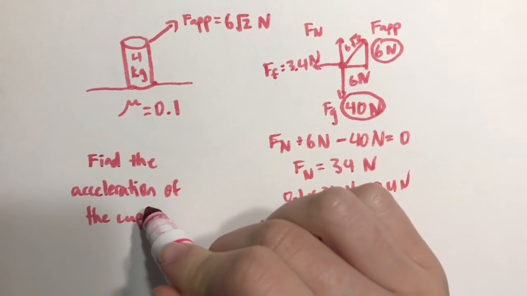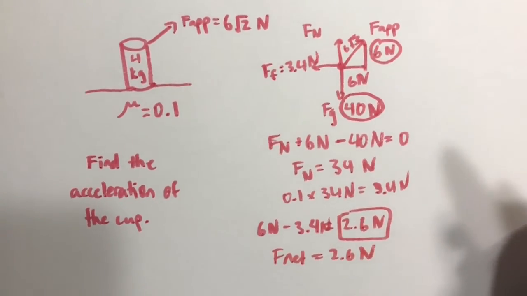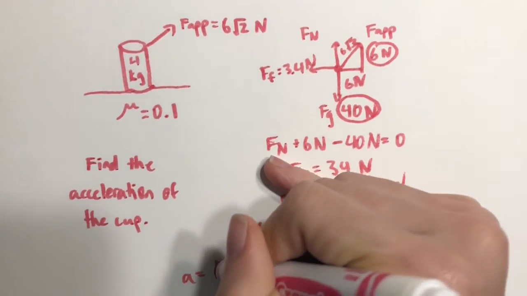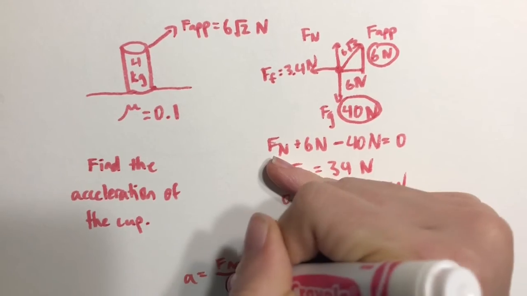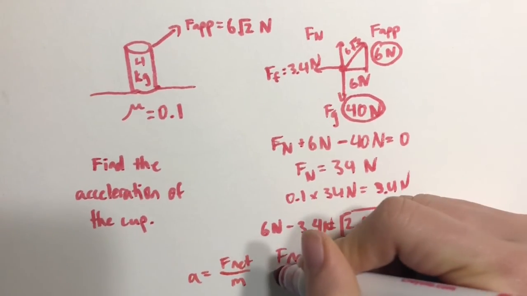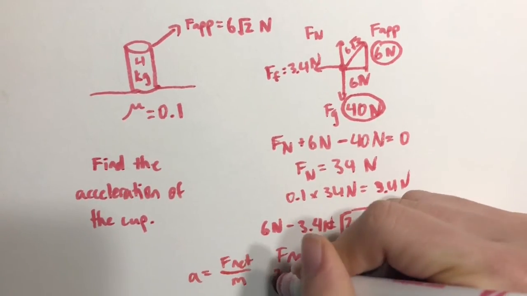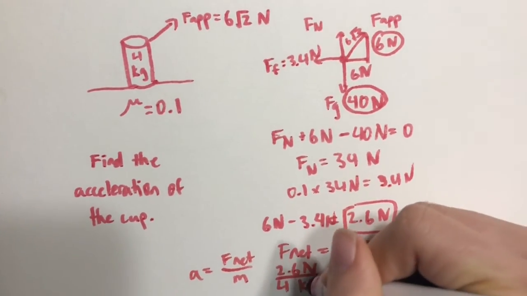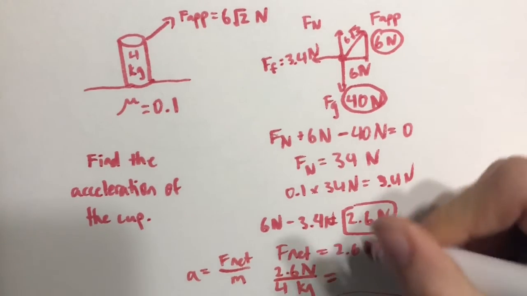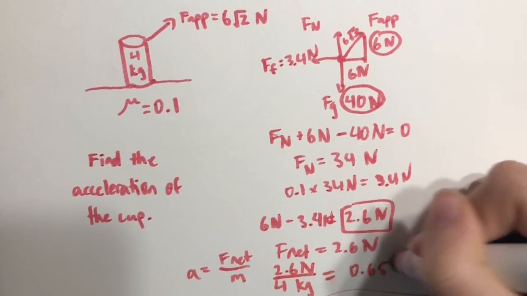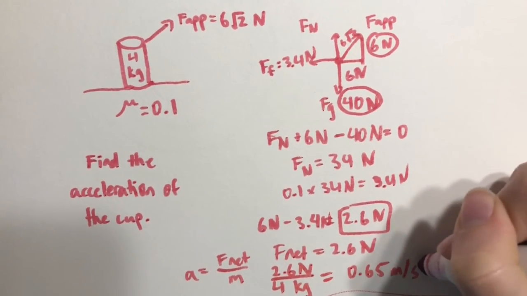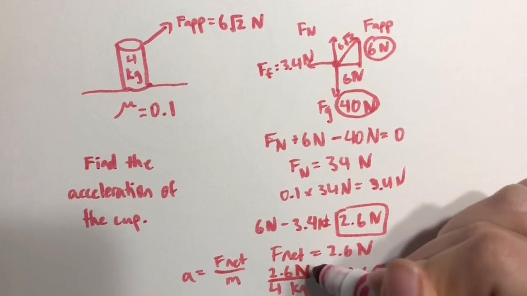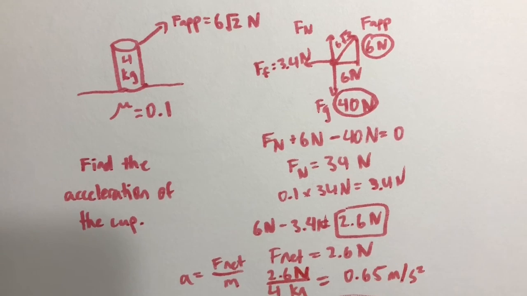And in order to find the acceleration, which we need the net force for, because our equation will go acceleration equals net force over mass, we just divide 2.6 newtons by the mass, which is 4 kilograms. And that gives us 0.65 meters per second squared, because the units of kilograms cancel out and we are left with meters per second squared.